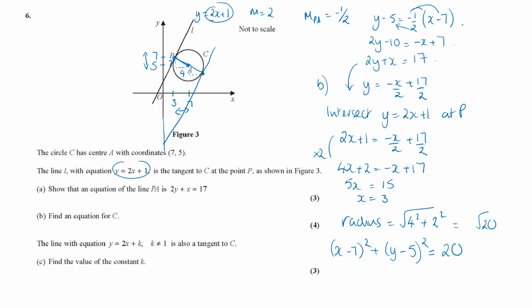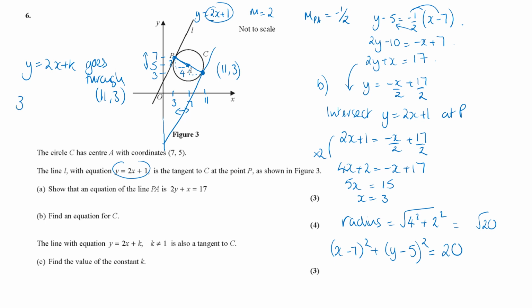So if the centre's at 5, if I go down another 2, that will be at 3, and if I go across another 4, that will be at 11. So this point here on the line that we're after has the coordinate 11, 3. So the line we're after is y equals 2x plus k, and it goes through 11, 3. So I can just feed them in.